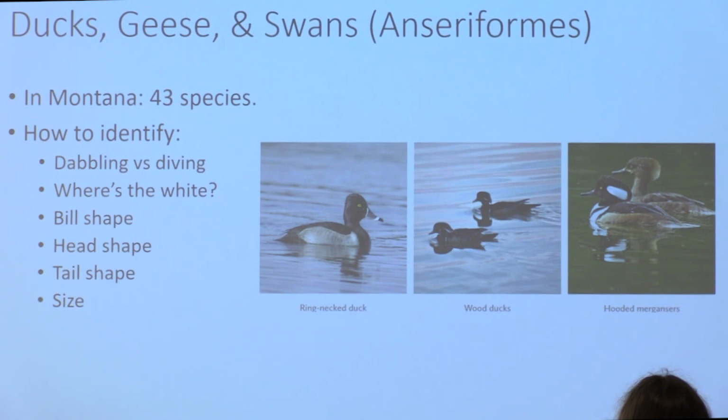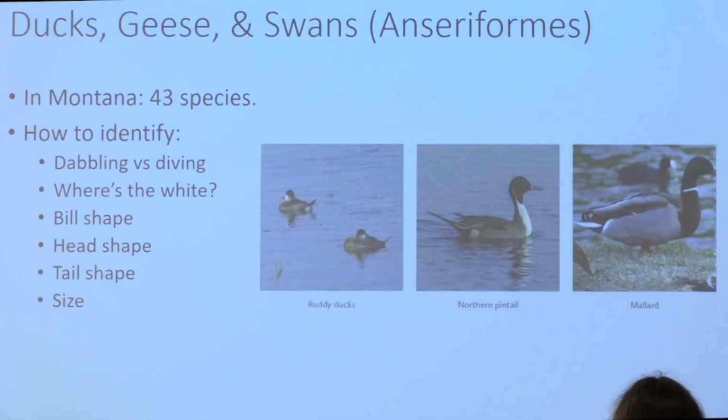Head shape can also help. So with the ringneck duck, it's a little more higher and pointed, versus the wood duck, which has a little more of an elongated head, as well as the hooded merganser because of those crest feathers. And when a hooded merganser male is in its full display, it's unmistakable. You will never mistake them for a different bird.